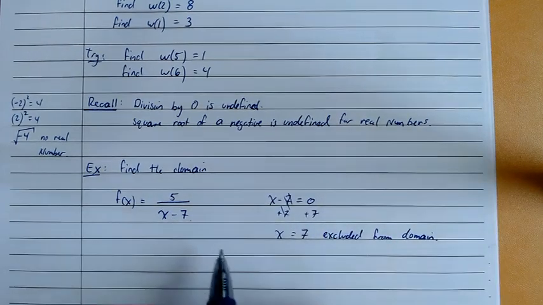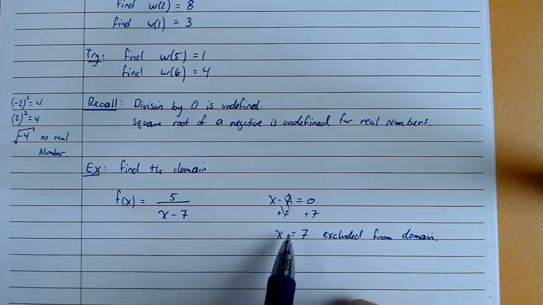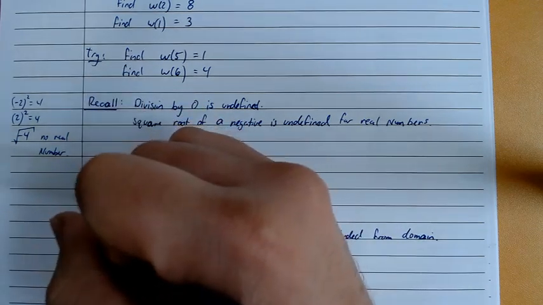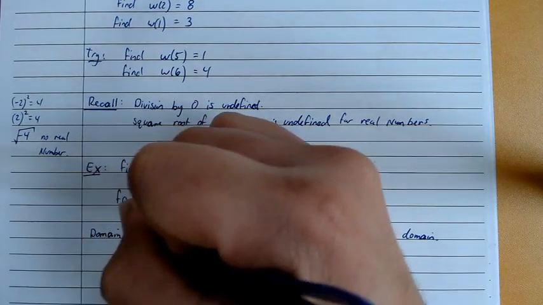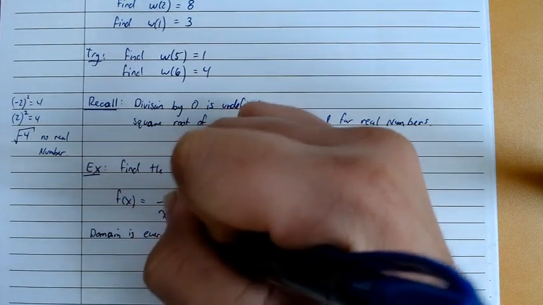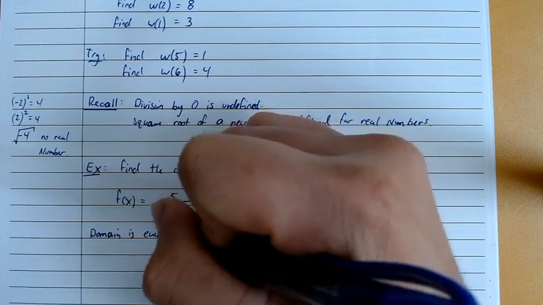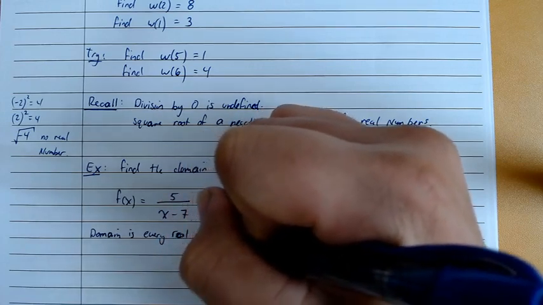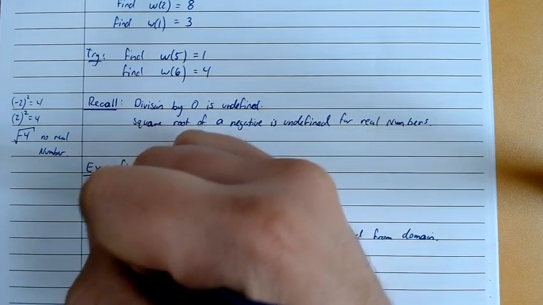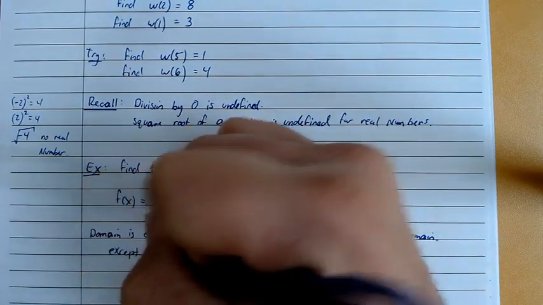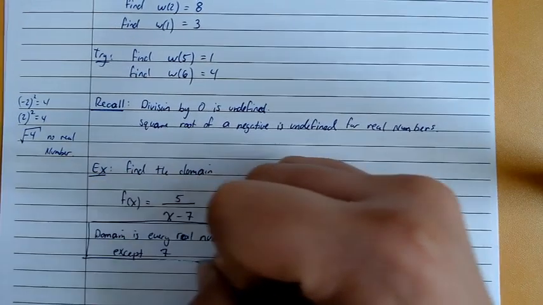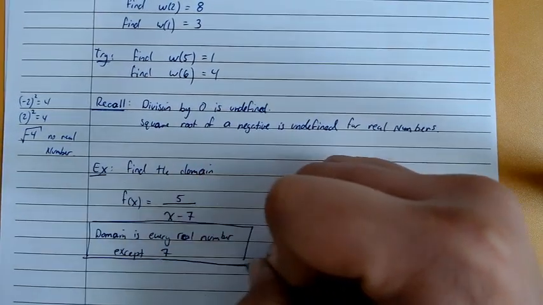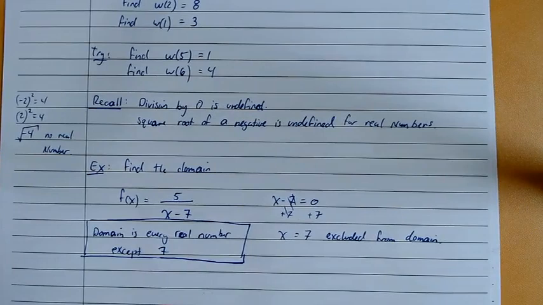So what that means is I'm going to have every real number is my domain except for 7. Here, the domain is every real number except 7. So every other number in the world can be plugged in, just not that one.